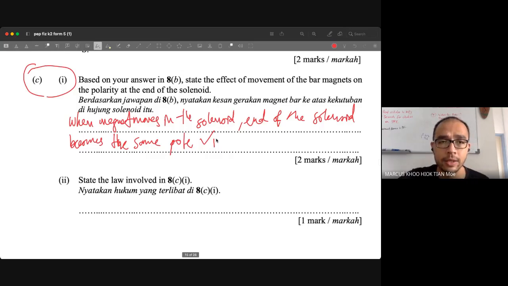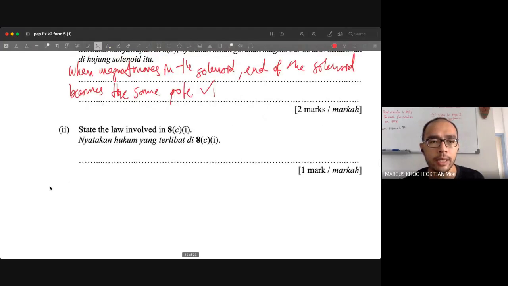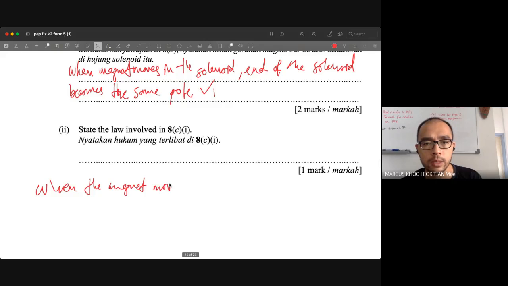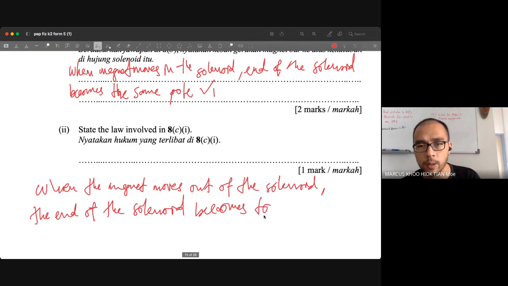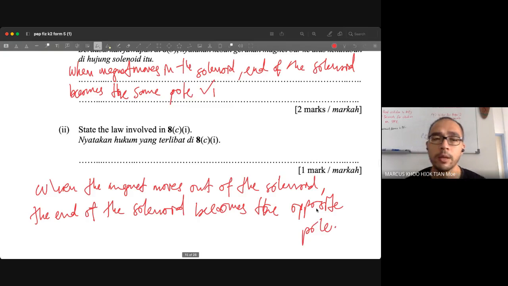The second mark, I have space so I'll write it below here. The second mark is when the magnet moves out of the solenoid, the end of the solenoid becomes the opposite pole. When we move the magnet into the solenoid, the solenoid becomes the same pole.